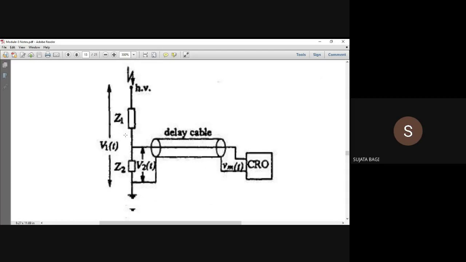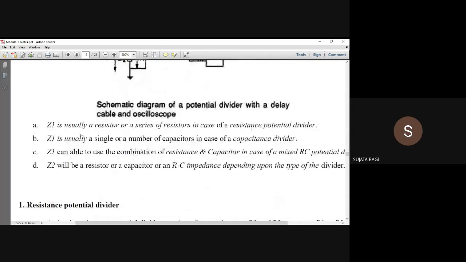These are the schematics, and the same explanation I have given. If Z1 is a resistor, it is called a resistance potential divider. If Z1 is a number of capacitors, it is a capacitance potential divider. And if it is replaced by RC, it is an RC potential divider.